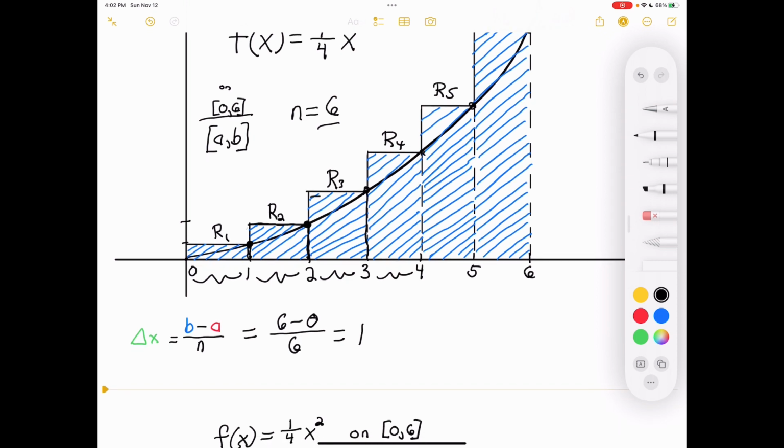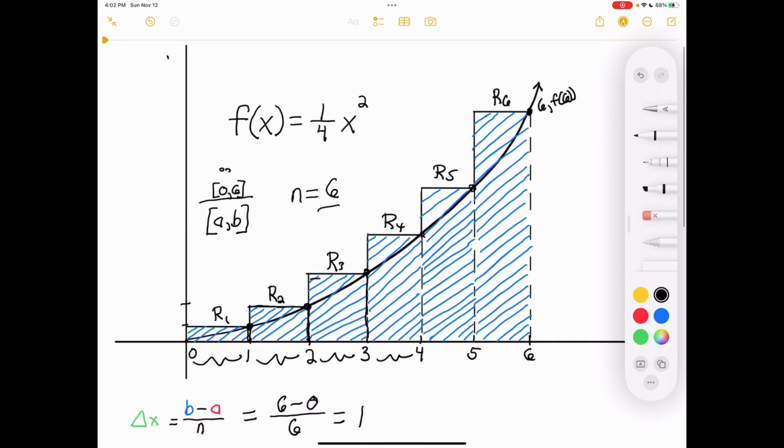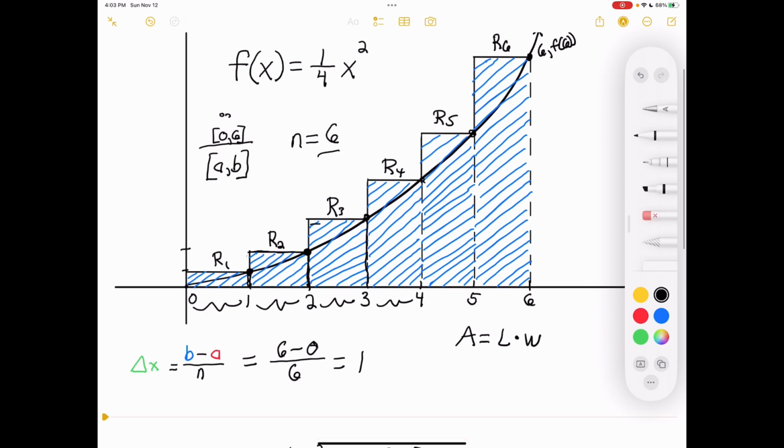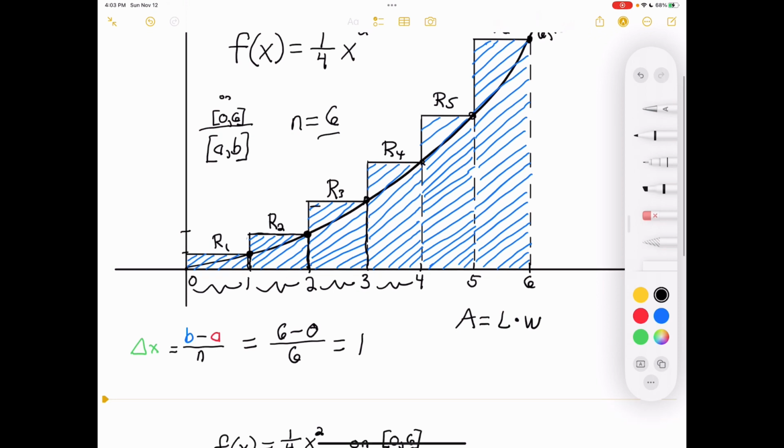So why did I do this? Why did I split it up into rectangles? Well, it turns out that finding areas of rectangles is very easy. The area of a rectangle is simply length times width. So if we wanted to find the area of, say, rectangle 3, what we would do is look at the length or height of rectangle 3, because we used right-hand endpoints, is simply f of 3, and the width, as it is for every other rectangle, is delta x, or in this case it'd be 1.